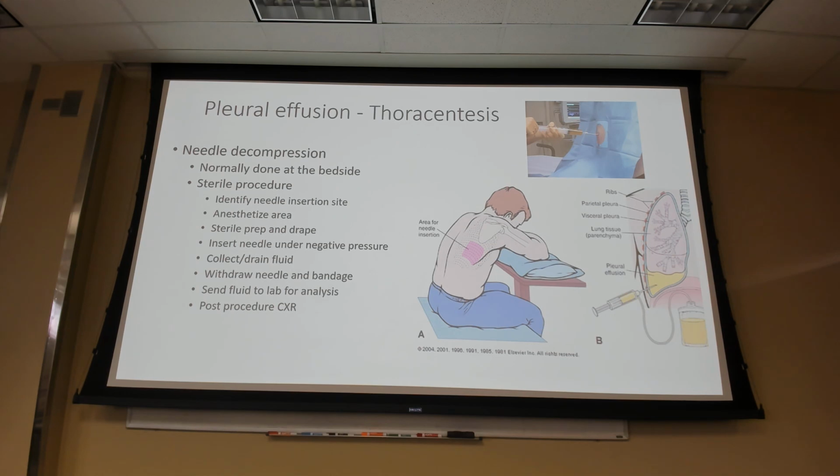And then we need to anesthetize the area, typically just with some lidocaine. We'll do some local anesthetic there. And then we just place a needle in, applying negative pressure until we hit that fluid pocket. And then, like I said, we need at least 20 mils if we're going to run a sample from it.